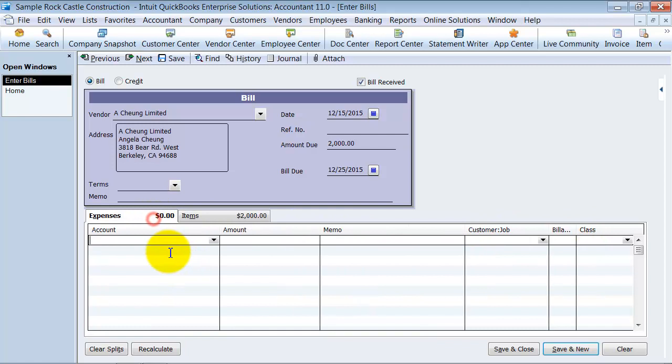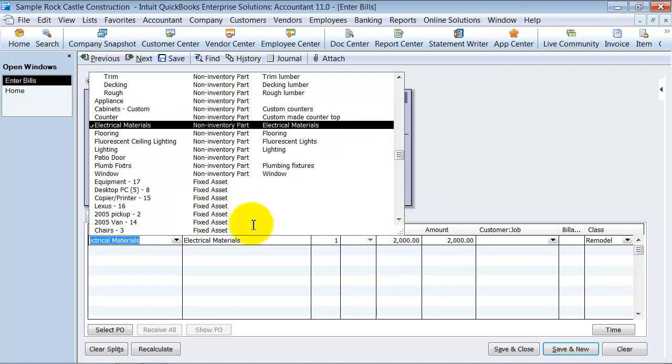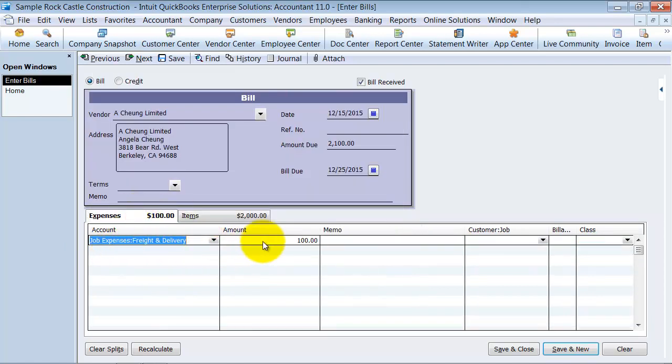I'm also going to go on the expenses side and click freight and delivery, and the amount is $100. So we have our electrical materials, which is a non-inventory part, and we also have $100 going to freight and delivery. All right, so I'm going to go ahead and save this for now.